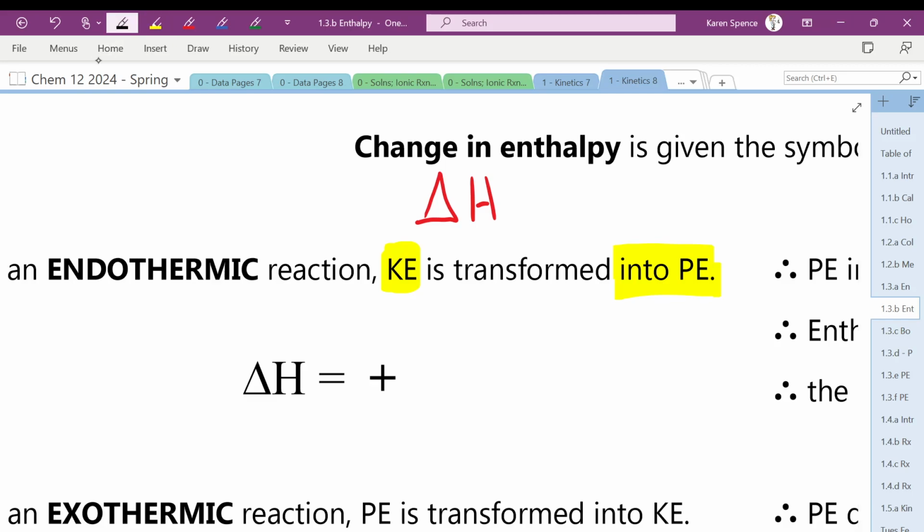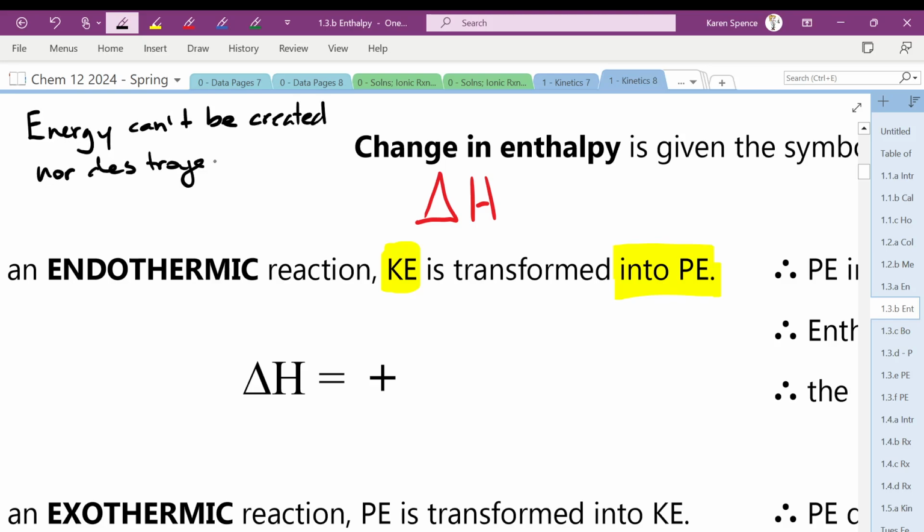Energy can't be created nor destroyed, only transformed. And I'm going to also put or transferred to something else.